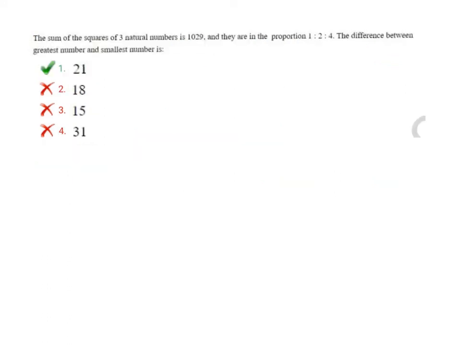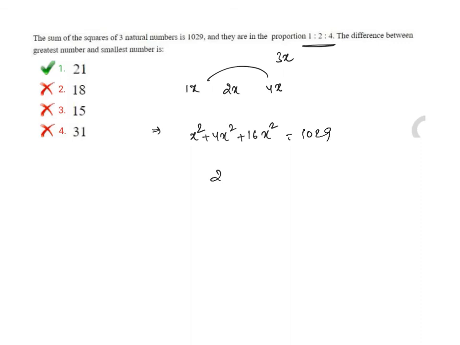The next. The sum of squares of three natural numbers is 1029, and they are in the proportion 1, 2, 4. So I can write them as 1x, 2x, 4x. The difference between the greatest and the smallest, you need to find out, is 3x. So I can say 1x square plus 4x square plus 16x square is equal to 1029. So 21x square is equal to 1029.